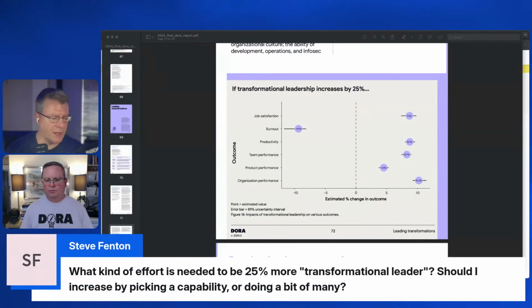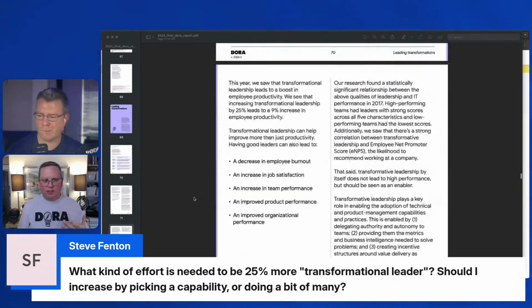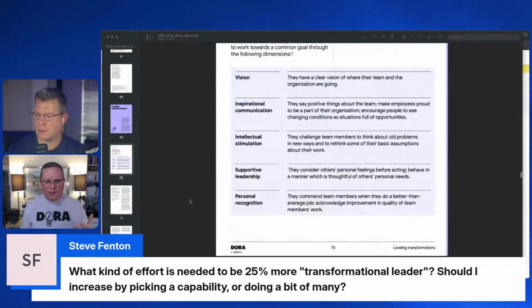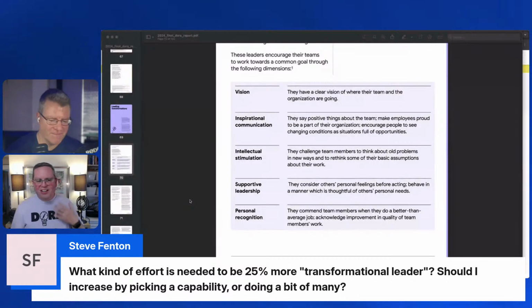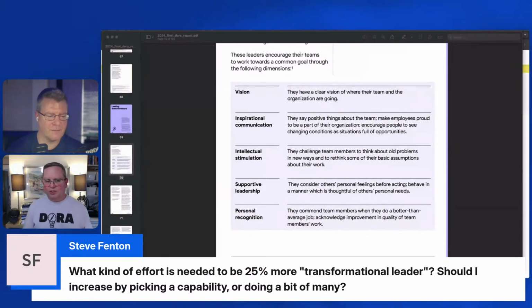There's a good question here from Steve who asks, what kind of effort is needed to be 25% more, quote unquote, transformational leader? Should I increase by picking a capability or doing a bit of many? Yeah, it's a good question. And it really depends on you as a leader. When it comes to transformational leadership, if you scroll up a little bit, there were some of the characteristics of what it means to be a transformational leader. It was things like having a vision, inspirational communication, intellectual stimulation, supportive leadership, and personal recognition.